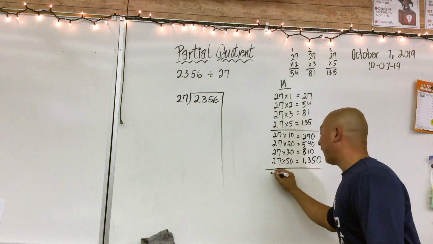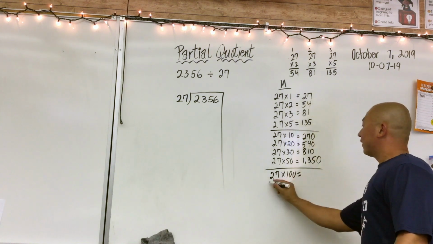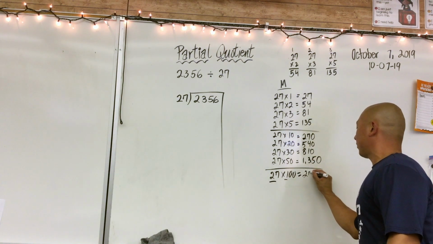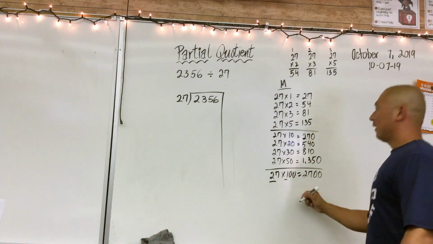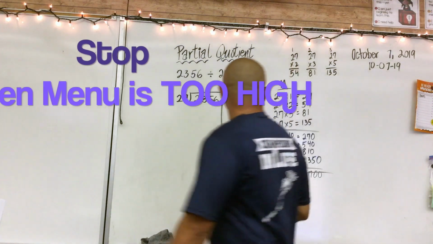For example, I can continue by multiplying 27 times 100, take the product 27 times 1, which is 27, add 2 0s at the end. It's way too high for this dividend. So we're going to cross that out and not use that.